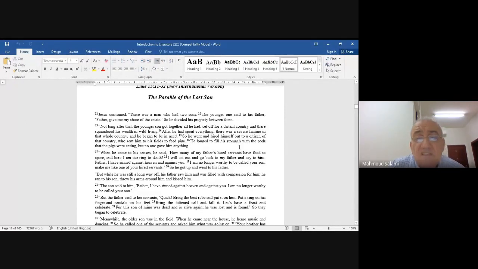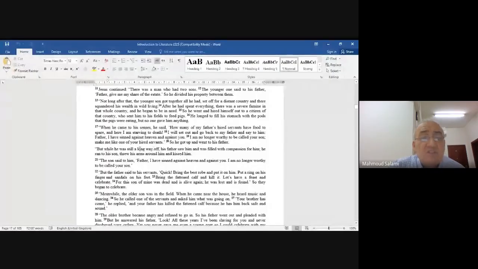He longed to fill his stomach with the pods that the pigs were eating, but no one gave him anything. When he came to his senses, "How many of my father's hired servants have food to spare, and here I am starving to death. I will set out and go back to my father and say to him, 'Father, I have sinned against heaven and against you. I am no longer worthy to be called your son. Make me like one of your hired servants.'"